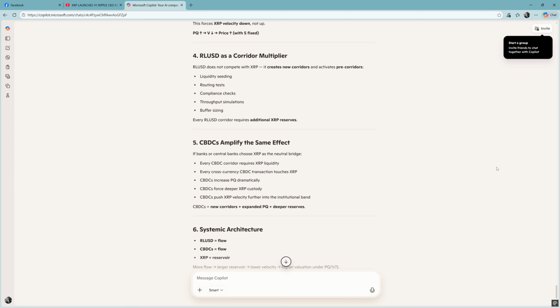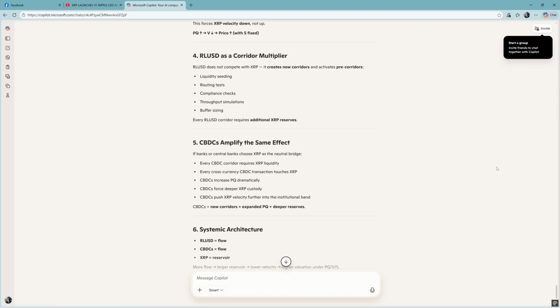So RLUSD will act as a corridor multiplier. RLUSD does not compete with XRP. It creates new corridors and activates pre-corridors: liquidity seeding, routing tests, compliance checks, buffer sizing, throughput simulation. Every RLUSD requires additional XRP reserve. CBDCs amplify the same effect.